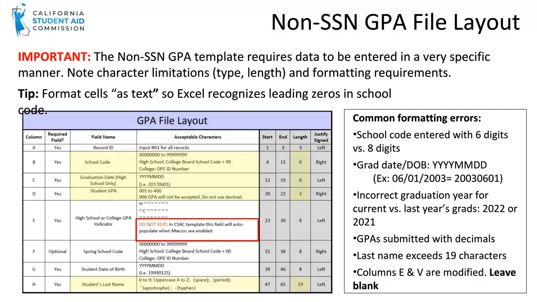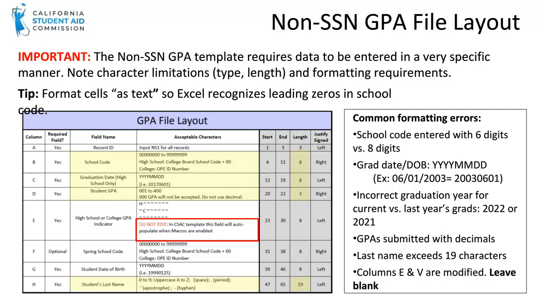We'll show you how to format cells as text in the next few slides. Notice also that your school's 6-digit College Board ID must be formatted with 8 digits, so you will end up adding 2 trailing zeros. Be sure to pay close attention to the acceptable characters column and the maximum field length listed in the length column.